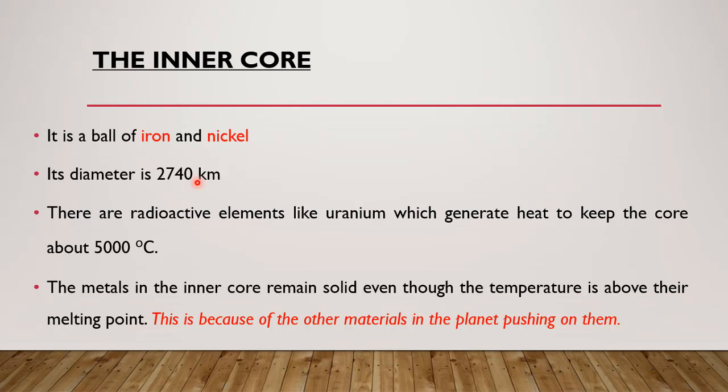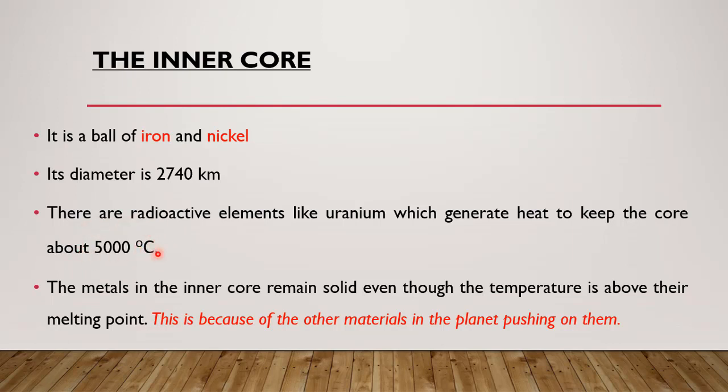About the elements, there are also some elements which are radioactive in the inner core. These radioactive elements are like uranium. Uranium is one of the radioactive substances. These radioactive elements generate heat to keep the core at about 5,000 degrees Celsius. What it means here is that the temperature of the inner core is around 5,000 degrees Celsius.